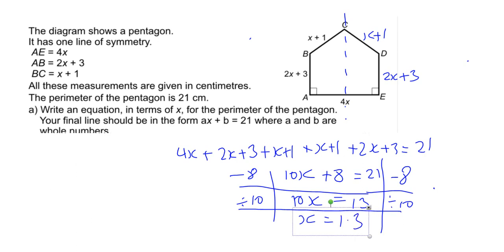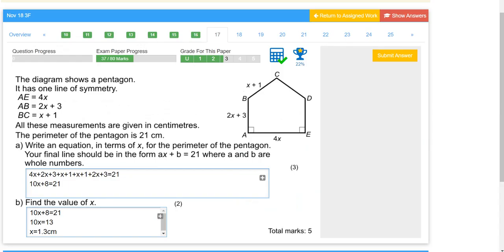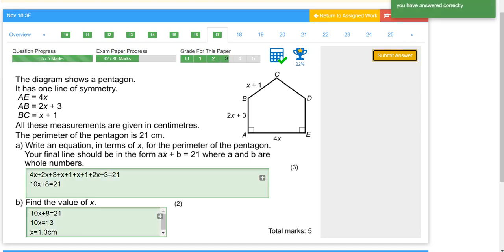So I want to stick that into MathsWatch and just write it up a little bit more neatly. But notice there we have an answer you wouldn't be able to guess very simply. So here I've typed into MathsWatch what we did by hand, and you end up with this line here, which is in the form ax plus b. And then we have solved to get 1.3 centimeters.